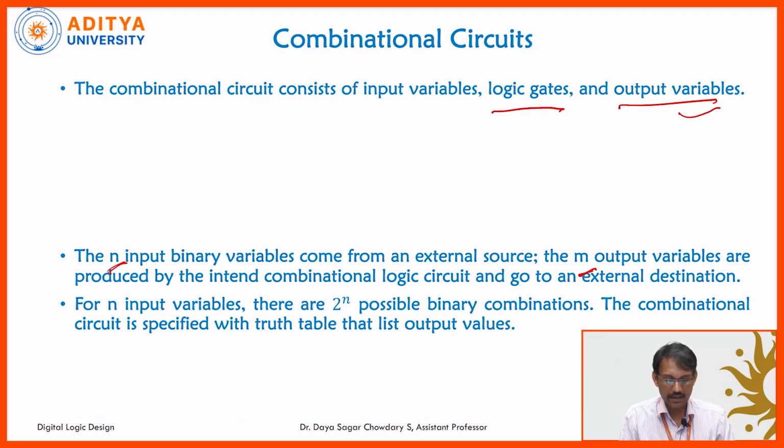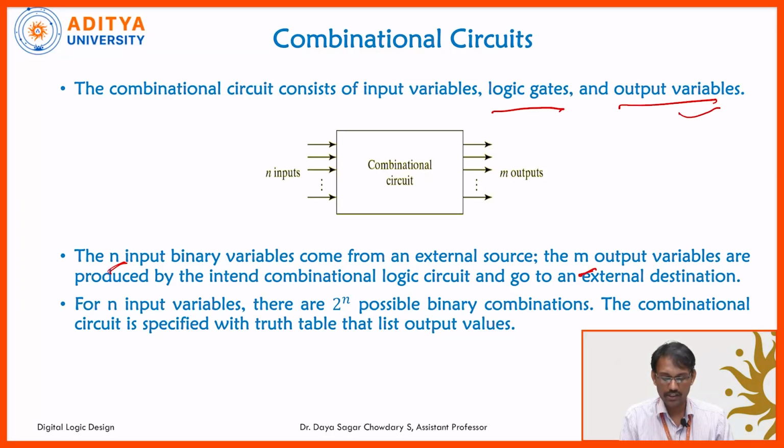Now, for n input variables there are 2 to the power of n possible binary combinations. The combinational circuit is specified with a truth table that lists the output variables. See, here we can observe the block diagram. That is a combinational circuit, having n inputs and m outputs. We cannot expect anything specific from this block diagram because this is a general combinational circuit block diagram. Maybe the inputs are n and maybe the outputs are m.